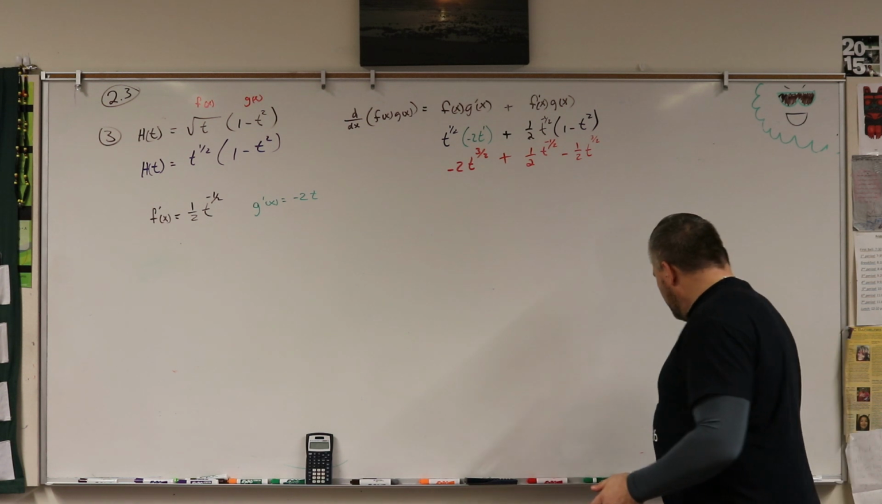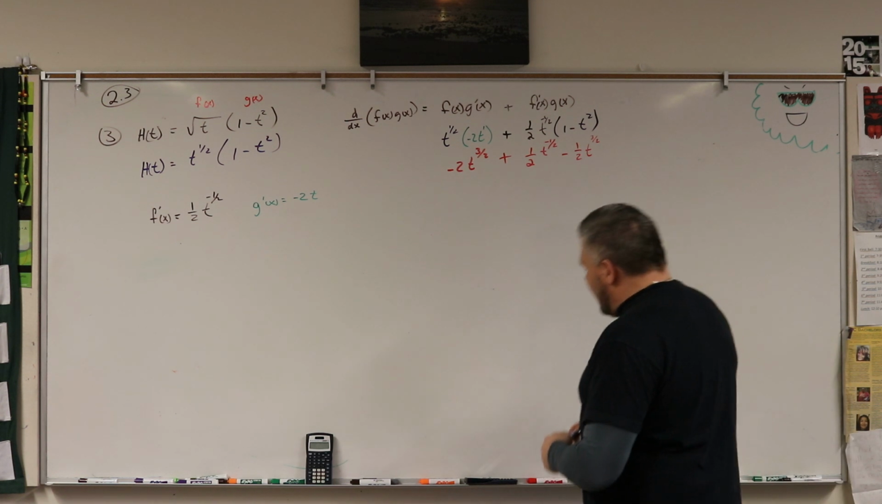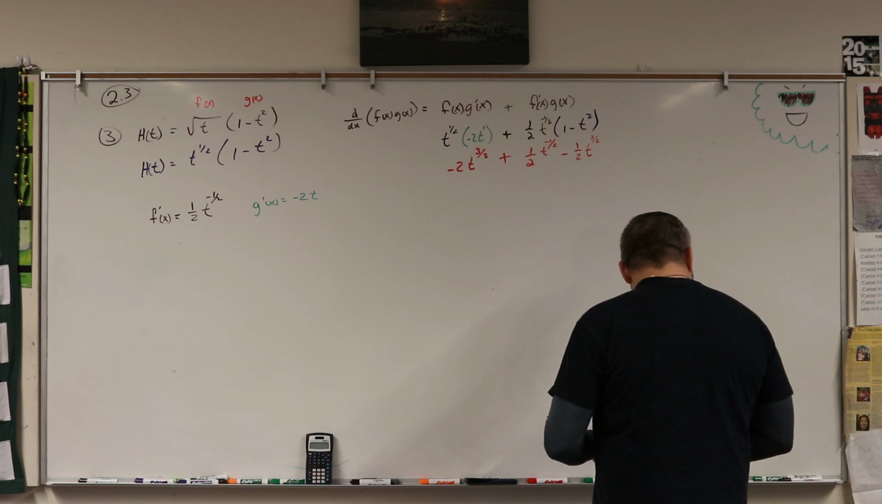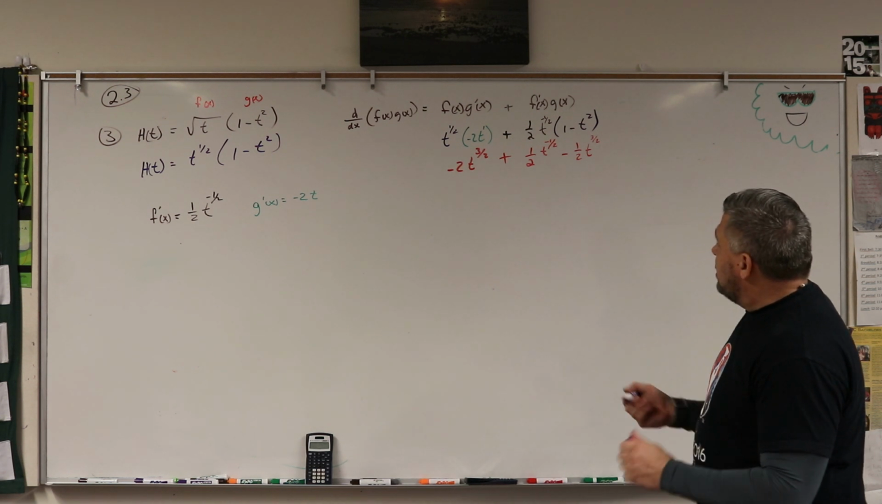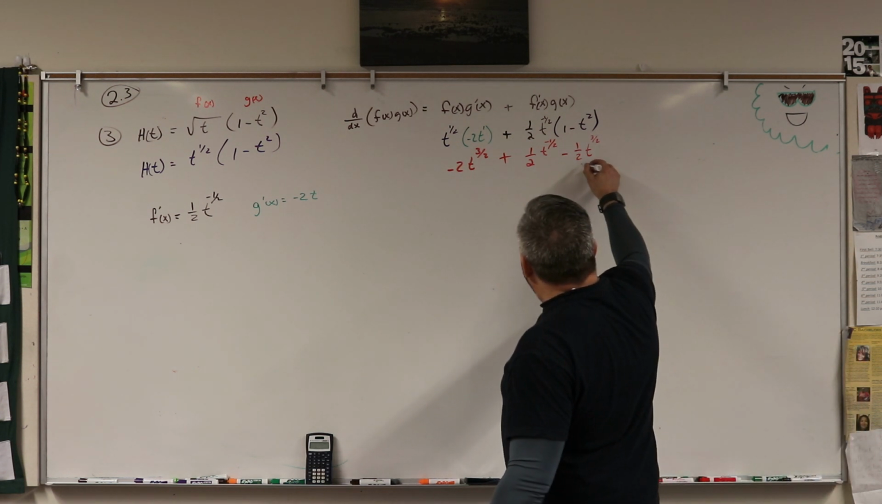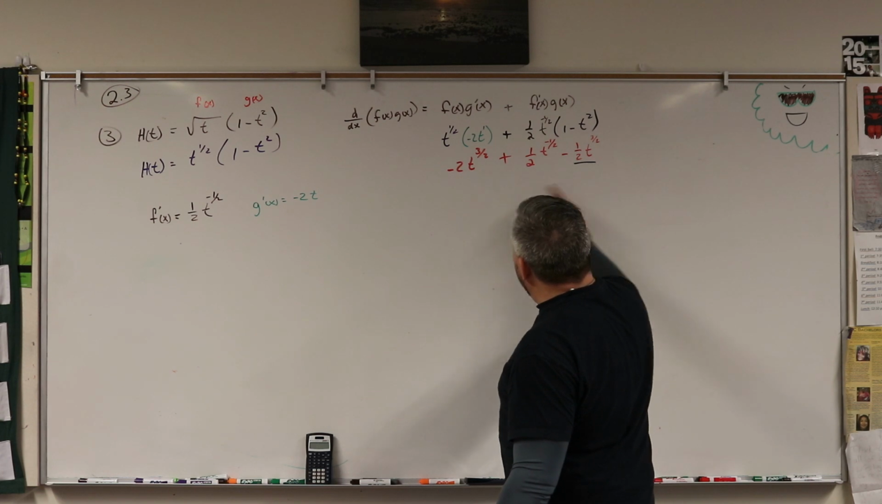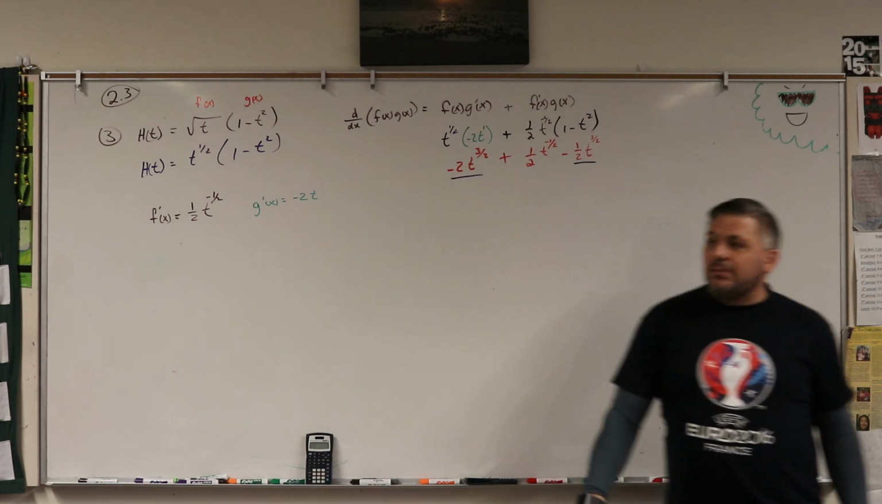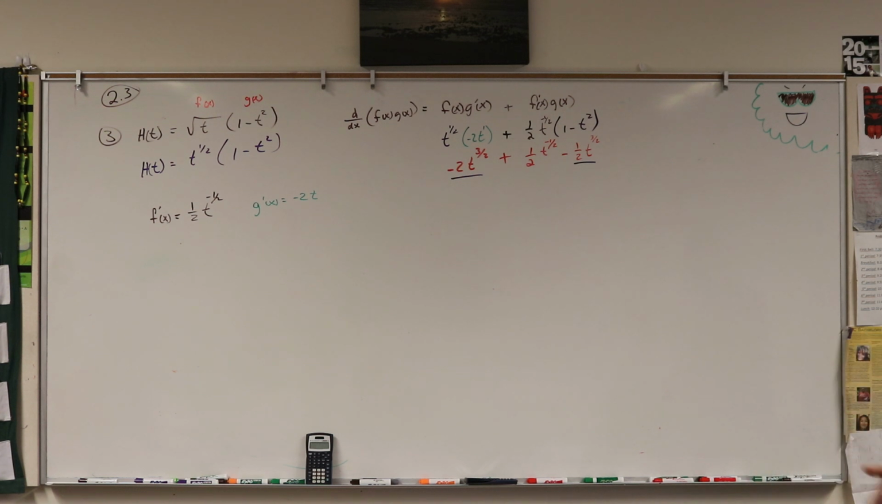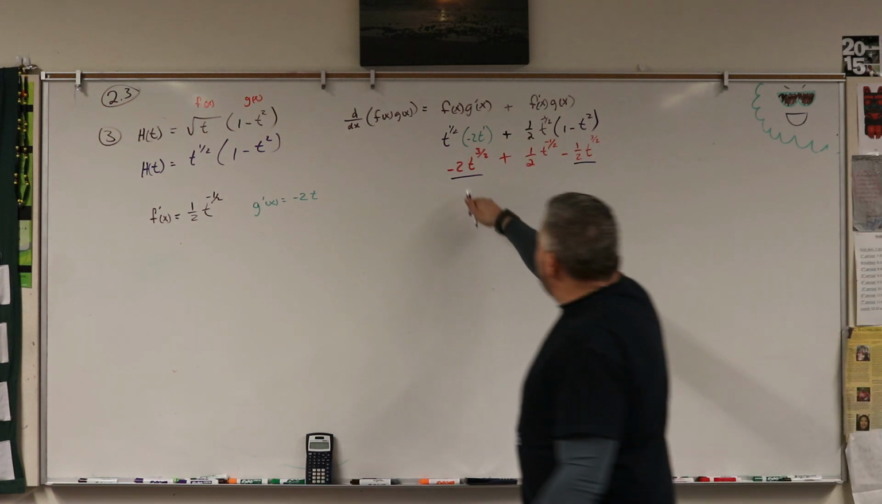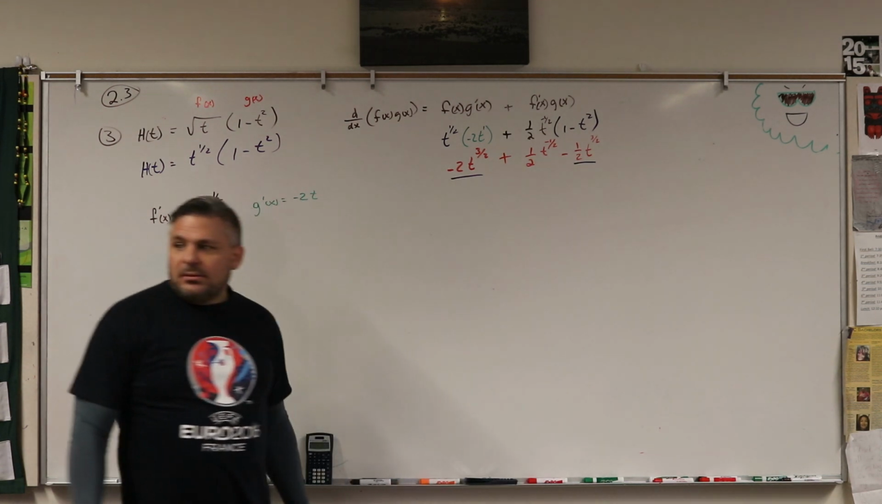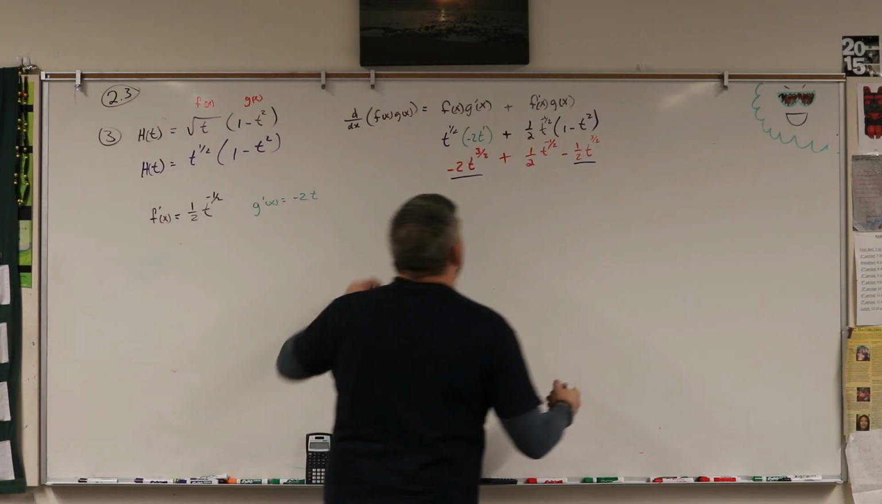So basically, which terms have the same power? Negative 2t, 3, negative 2, and then... This one and this one have the same power, right? So those are the ones that we can actually add. Okay? So what is negative 2 plus negative 1/2? Negative 2.5. Good.